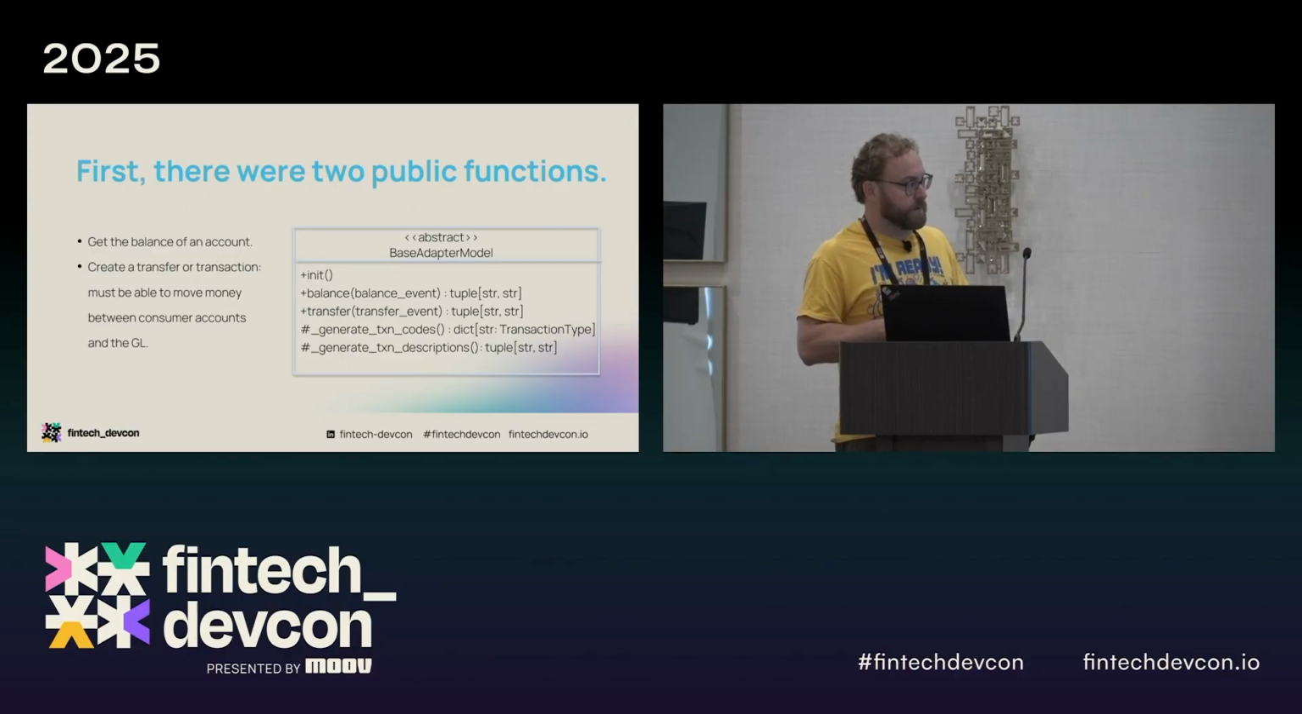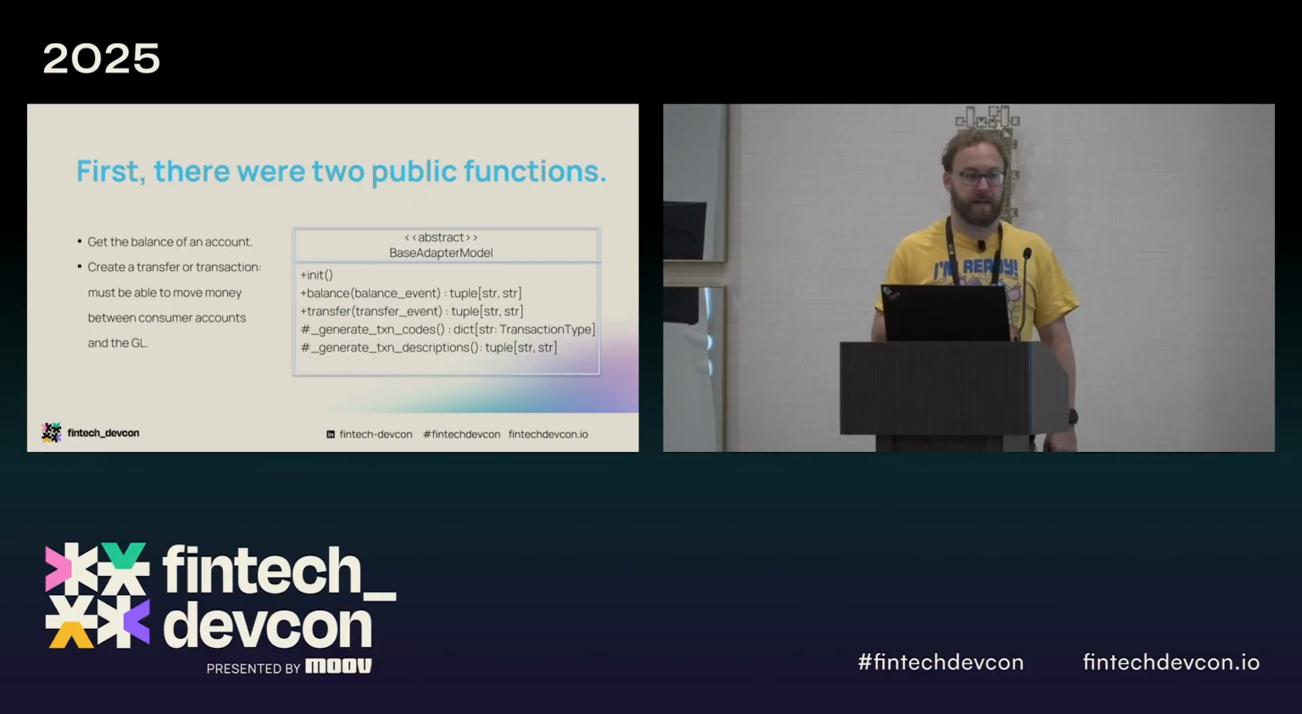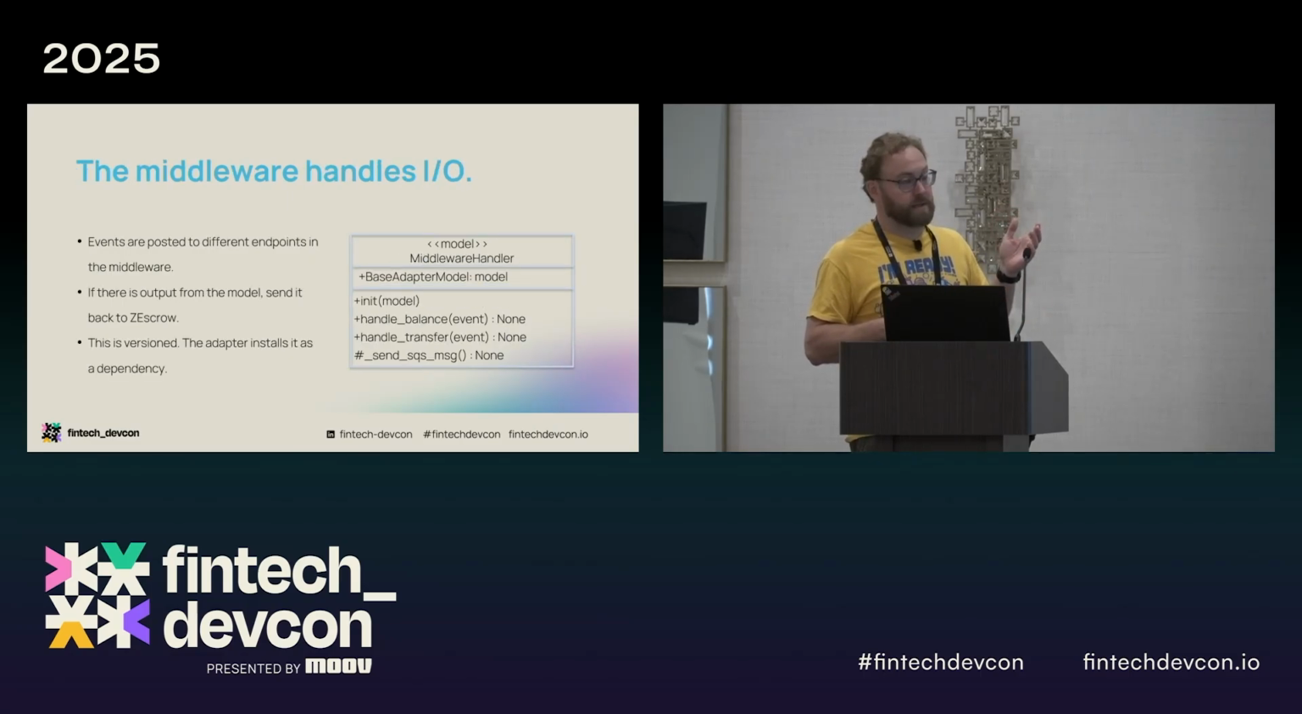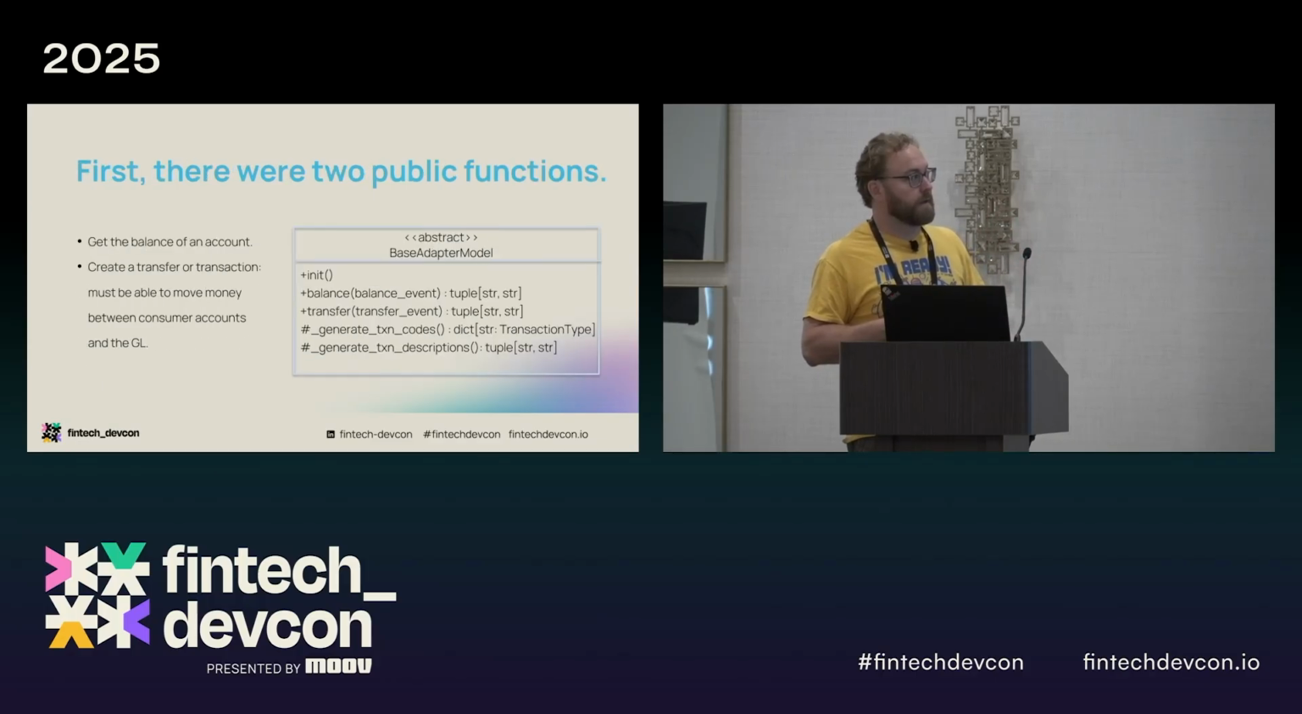For the transfer, that transfer event could be a DDA to DDA, a DDA to interest, a GL to interest, or GL to DDA. We don't know, and the middleware doesn't care. It's just going to pass that event down to the model, and then it's totally up to the model to do whatever you need to do for your transfer.